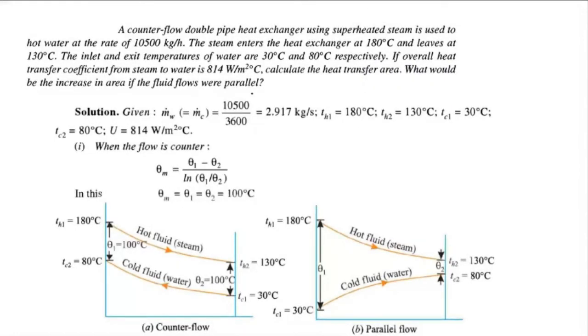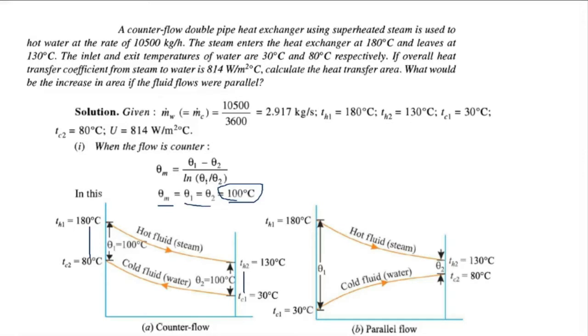Now, we don't have much to do in the solution. We can find out the theta m value. In this condition, we were getting theta 1 equal to 100 and theta 2 equal to 100. So since theta 1 is equal to theta 2, theta m will also be equal to 100 degrees Celsius. Can we find out theta m directly? Yes, sir.